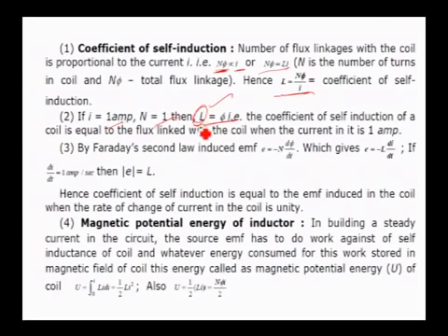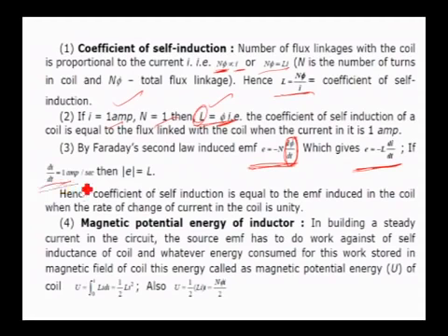L, the coefficient of self-induction, is numerically equal to the magnetic flux linked with the coil when the current through the coil is 1 ampere. This is the equation according to Faraday's law: E is equal to N into d phi by dt. But you know phi is equal to L into I. If you differentiate phi is equal to L into I, you will get this equation: E is equal to L di by dt.